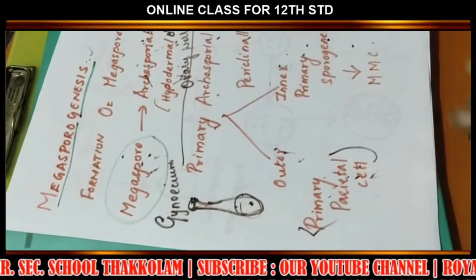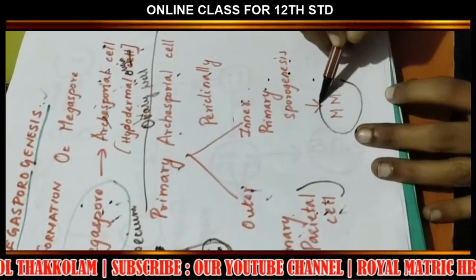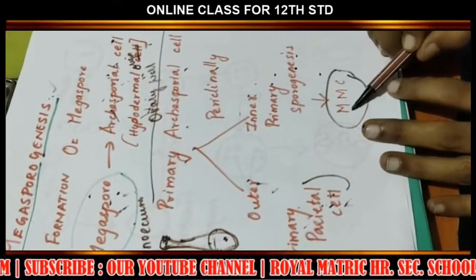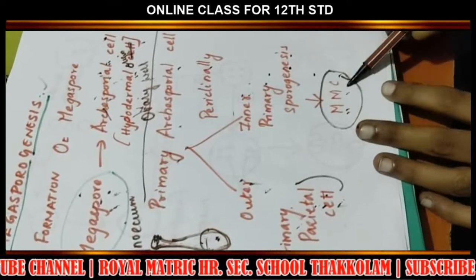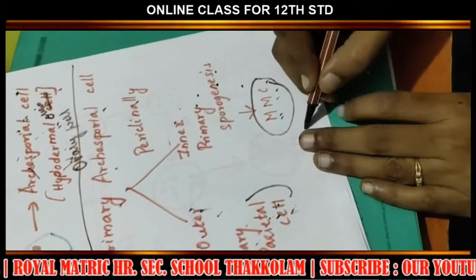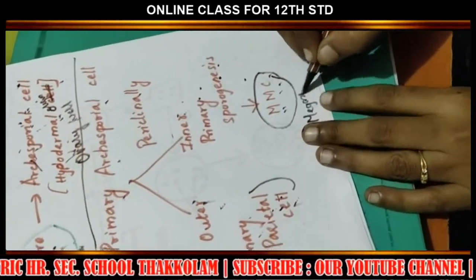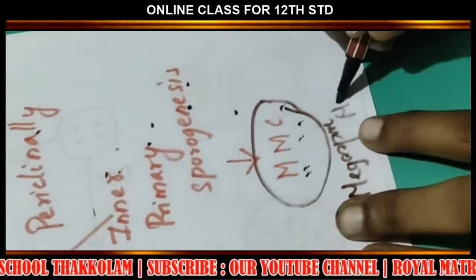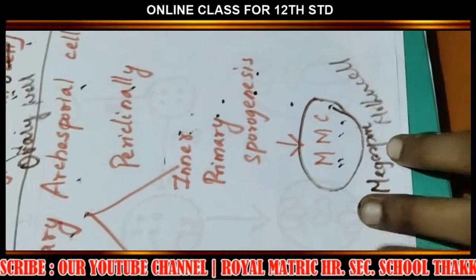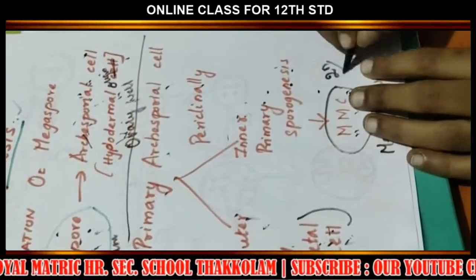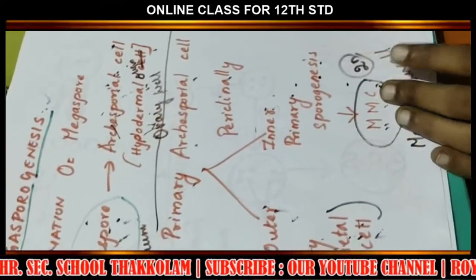It will not divide, and finally it will produce the megaspore mother cell. We'll call that MMC in short form. MMC is nothing but the megaspore mother cell, and it is diploid in nature.